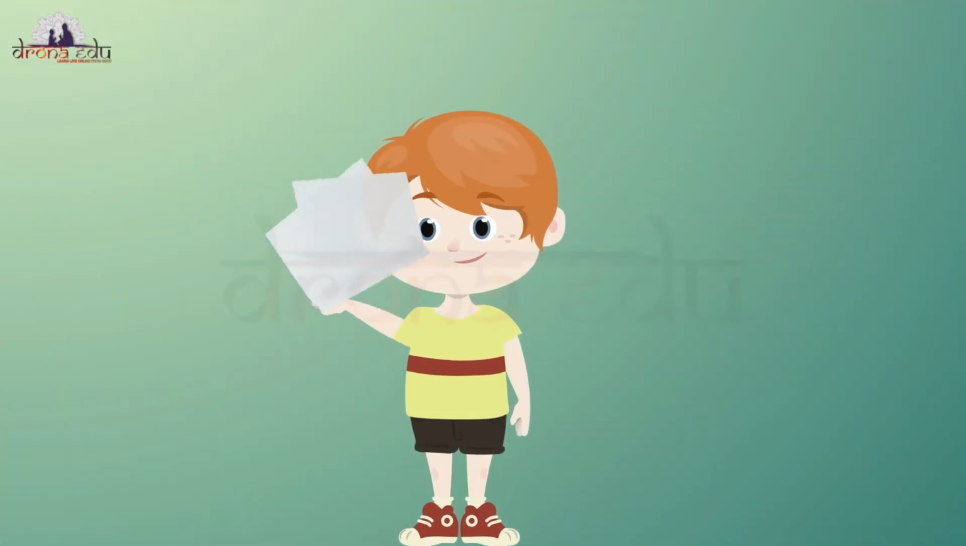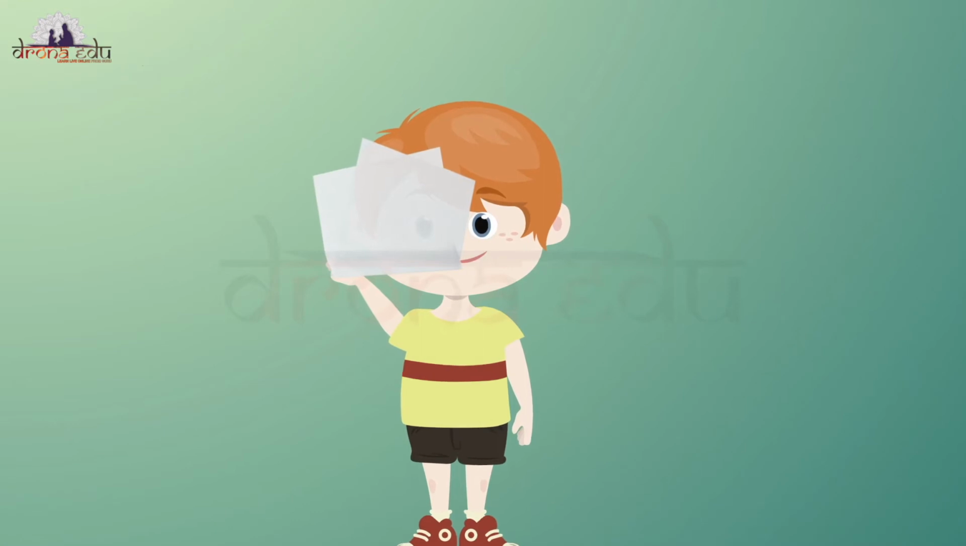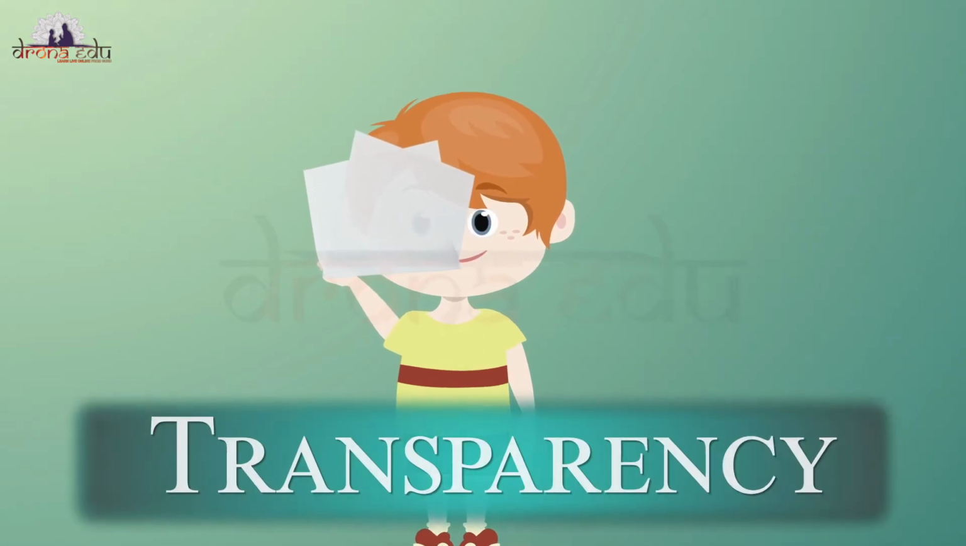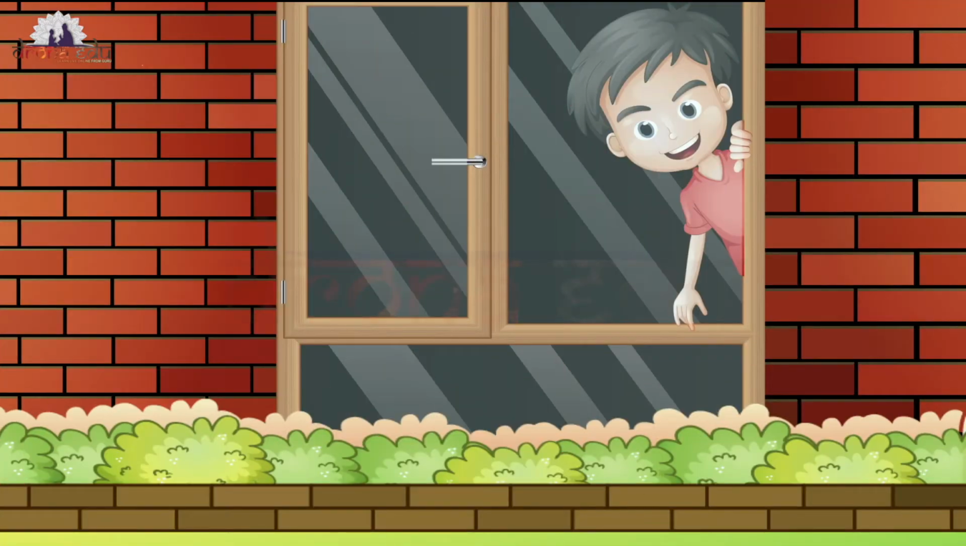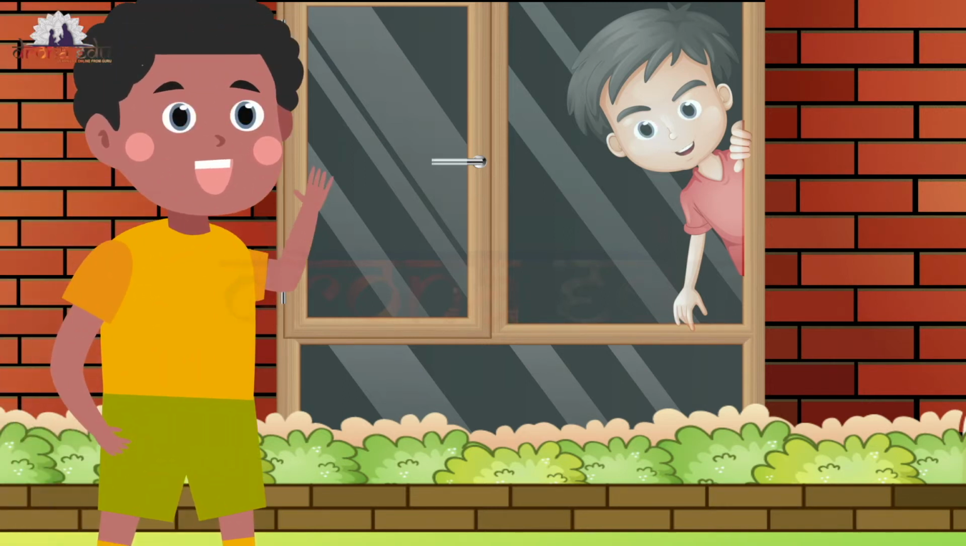Now, let us discuss another property, that is transparency. You might have played the game of hide and seek. Have you tried hiding behind a glass window? Obviously not, as your friends can see through that and spot you.